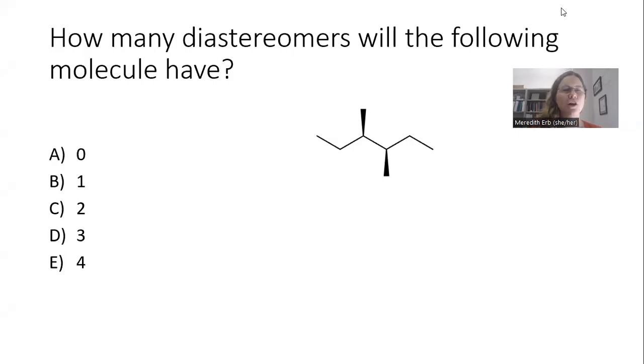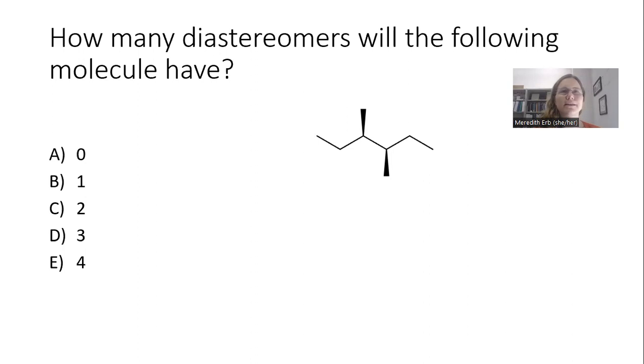This question asks, how many diastereomers will the following molecule have? In order to answer this question, we need to know what a diastereomer is. Diastereomers are a catch-all category for molecules that are related to each other by being stereoisomers, but they are not mirror images of each other. So they have to have the same molecular formula, the same connectivity, and they aren't mirror images of one another.